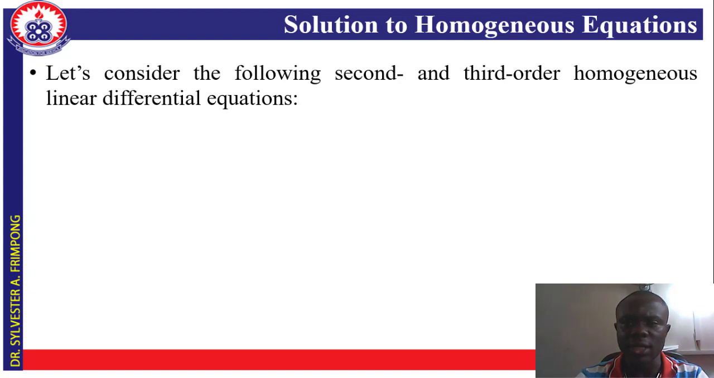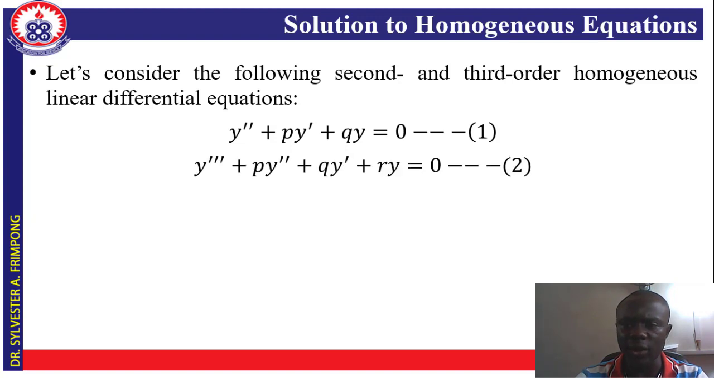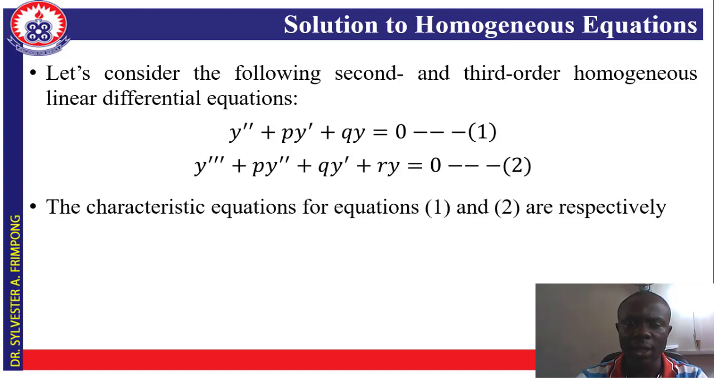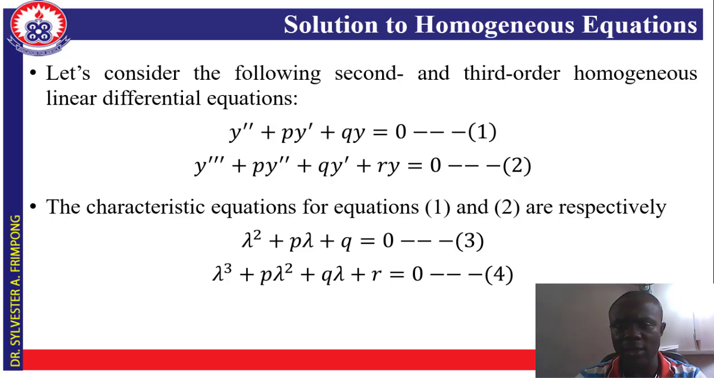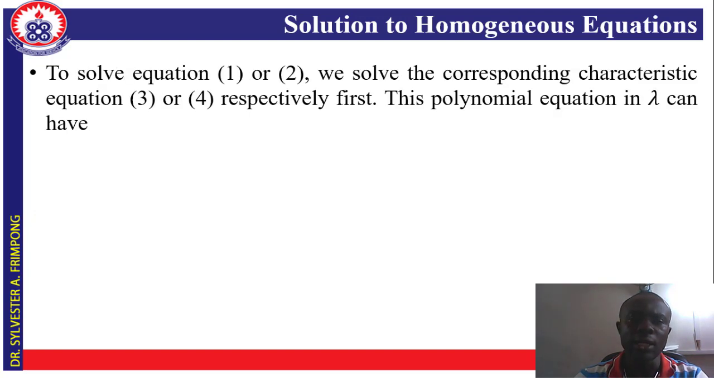But let's consider the second and the third order homogeneous differential equations, 1 and 2. The characteristic equations for these two equations from our last studies are lambda squared plus p lambda plus q equal to 0, and lambda cubed plus p lambda squared plus q lambda plus r equal to 0. To solve equations 1 and 2, we solve the corresponding characteristic equations 3 and 4 respectively first.